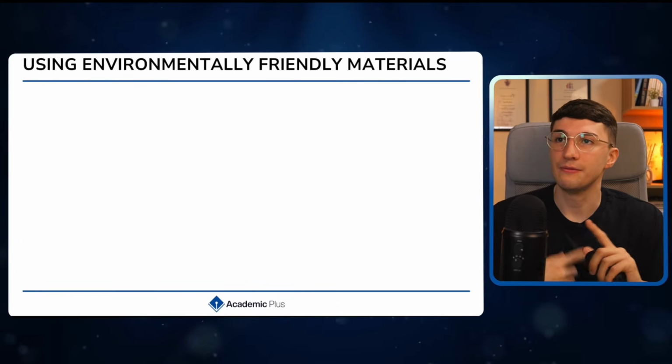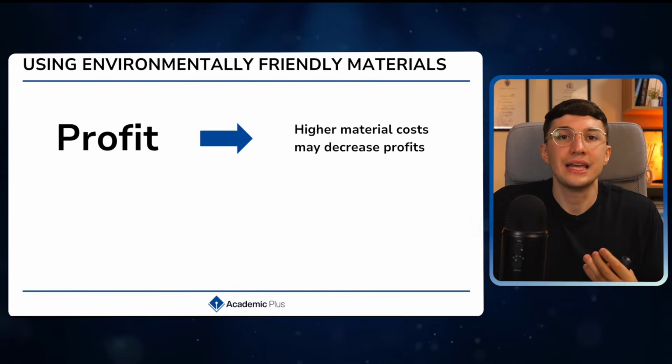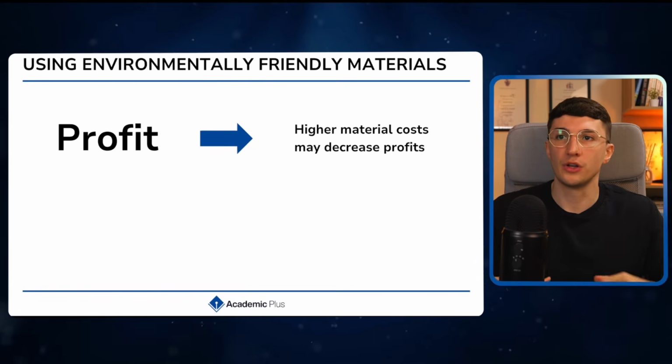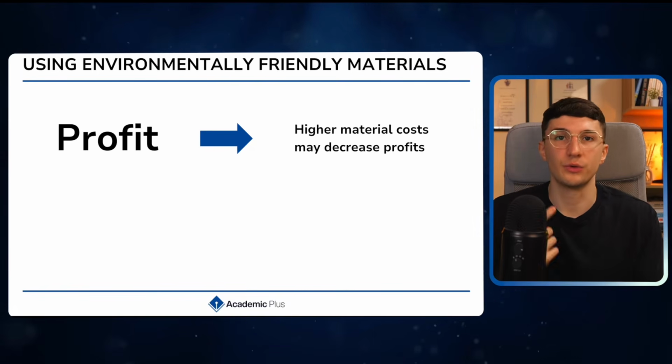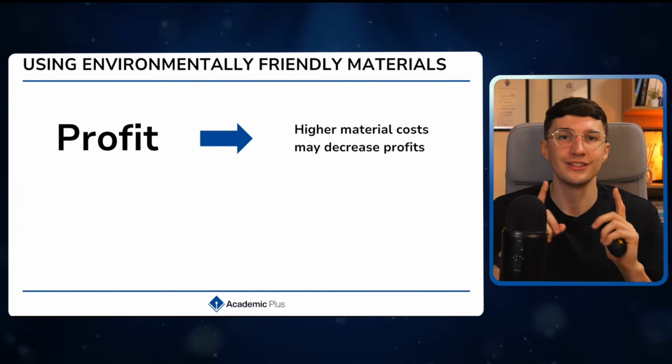Let's say we're using environmentally friendly materials. Now, for profit-wise, this can actually increase our costs. So our cost of sales, our variable costs go up because we're spending more on the materials. And of course, an increase in cost could lead to a decrease in profits.